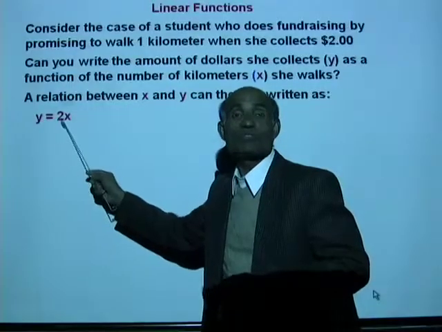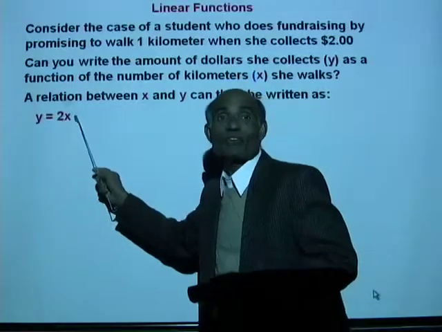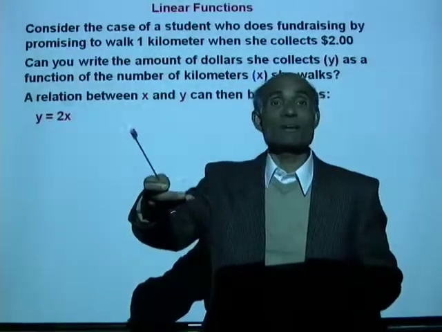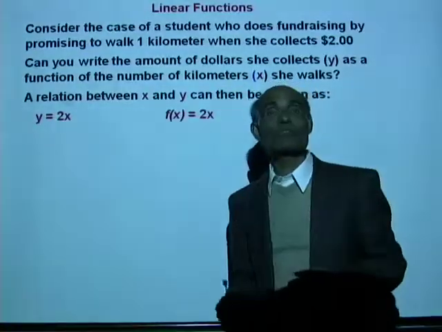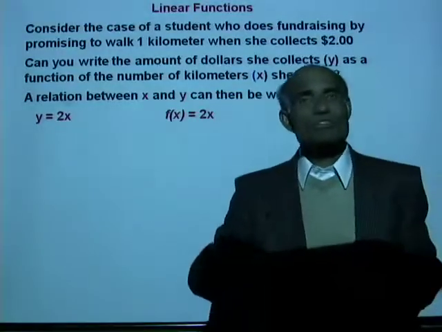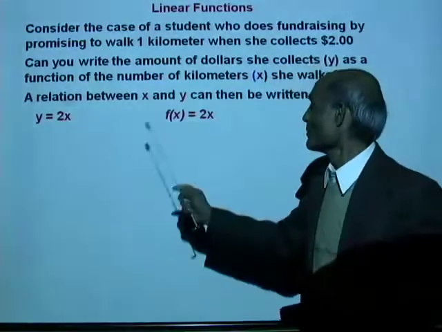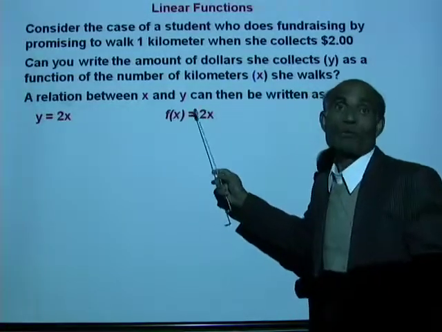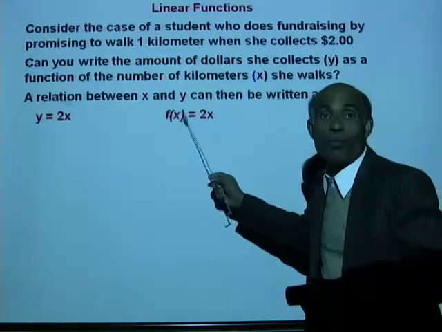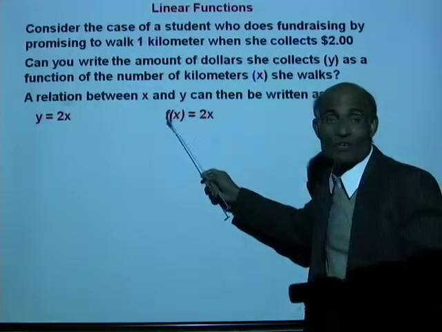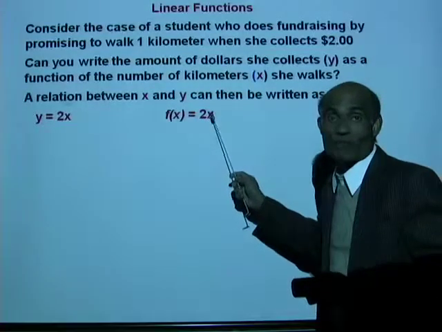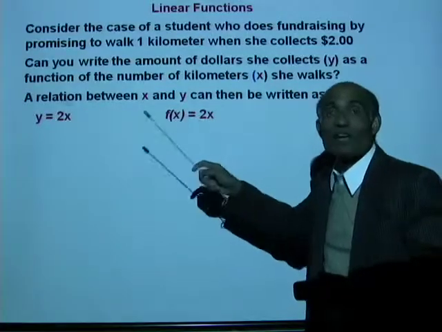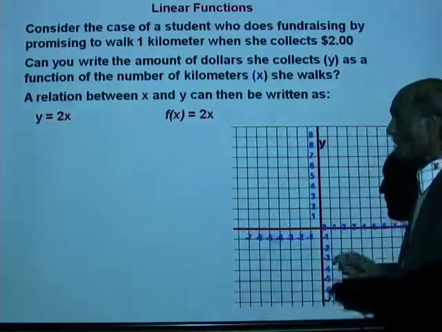Yes, y equal to 2x, where x is the number of kilometers, y is the amount of dollars I pay. Is that right? Or f of x equal to 2x. How does the graph of this look like? When x equal to 0, y equal to 0, or f of x is 0. F of 1 equal to 2, is that right? F of 1 means when she walks 1 kilometer, I give her $2. F of 2 equal to 4, and so on.